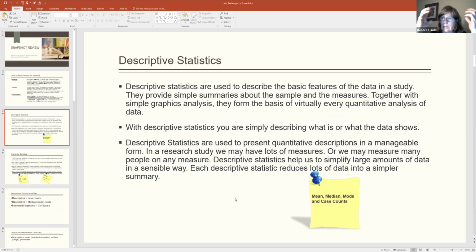And in descriptive statistics, basically we've got the mean, the median, the mode, and that's for interval ratio level data. We have case counts for nominal level data and ordinal level data. So we have some basic things that we can run to make those descriptions, okay?